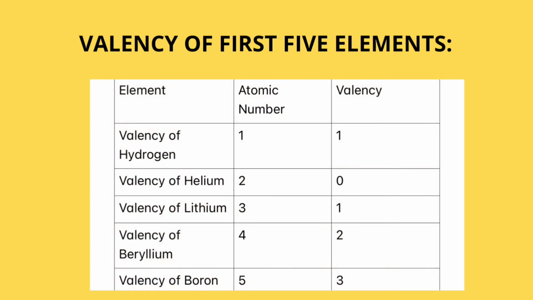Let's understand this with the help of a table. Here, the valency of the first 5 elements of the periodic table is shown with their atomic number and valency. For hydrogen, the atomic number is 1 and the valency is 1. It can attain its duplet by gaining 1 electron. The valency of helium is 0. It has already attained stability. Lithium has a valency of 1. It can attain stability by losing its 1 electron. Similarly, beryllium can attain stability by losing 2 electrons. Boron's valency is 3. It can attain stability by losing 3 electrons, and so on.